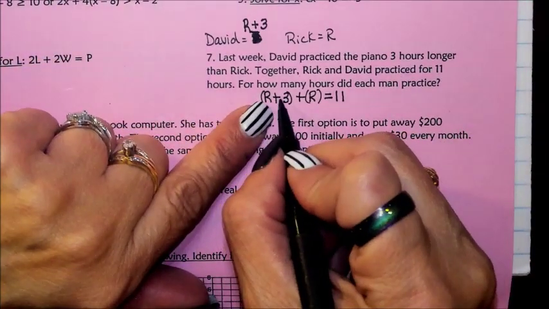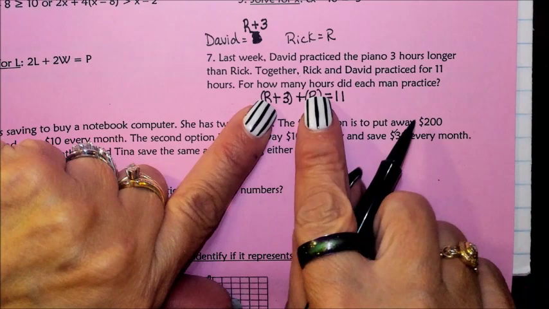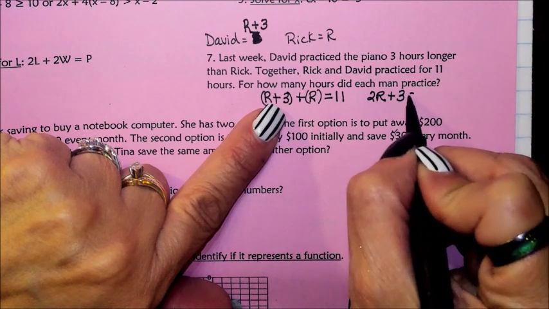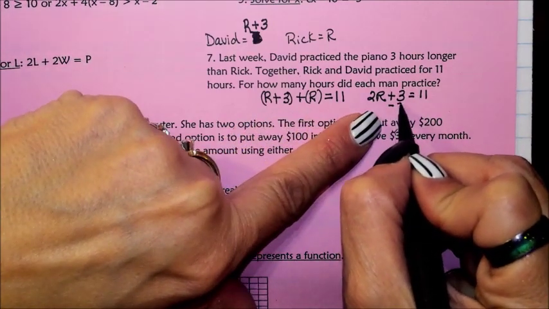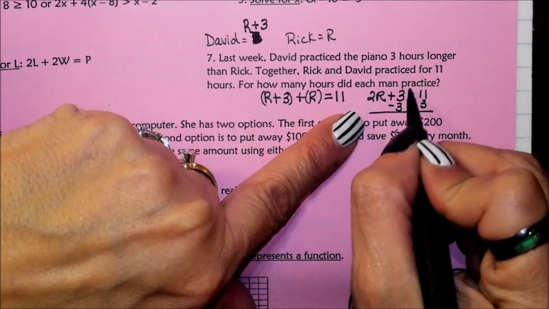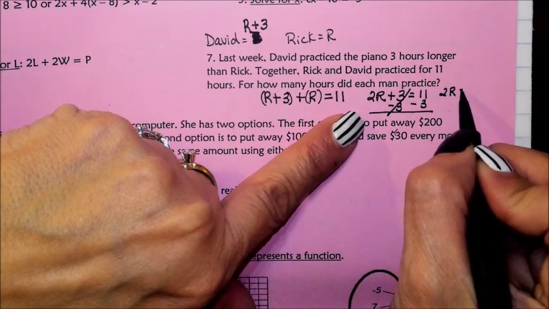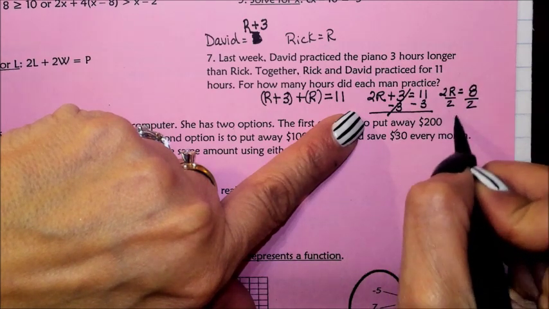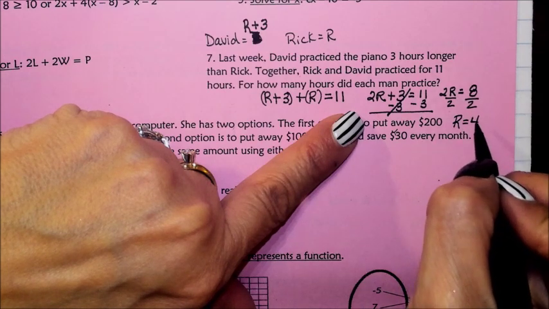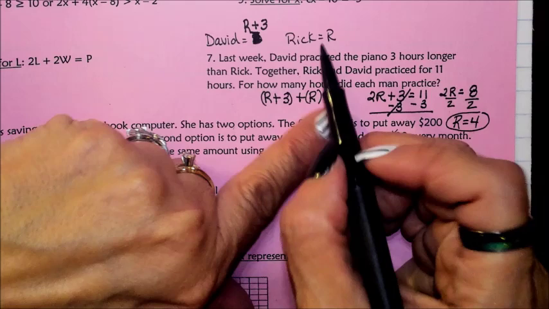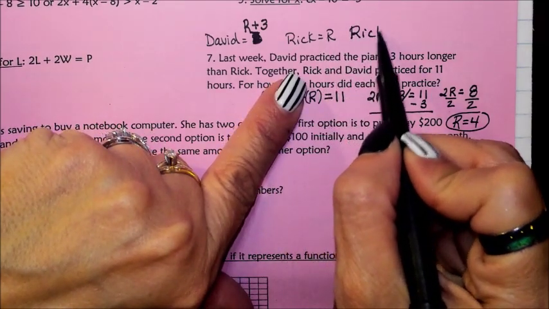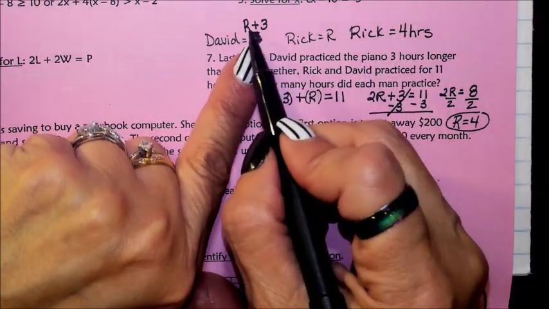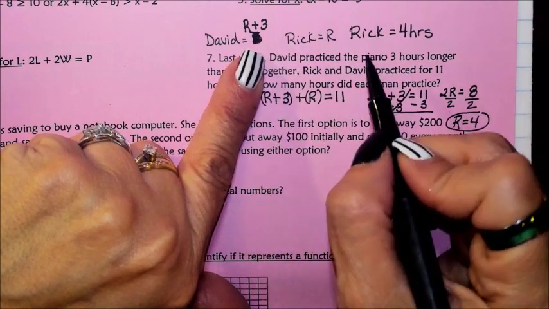Well, R plus 3 plus R equals 11. So that's 2 R's, right? R plus R would be 2R plus 3 equals 11. I'm going to subtract 3 from both sides. So 2R is going to equal 8. I'll divide by 2, and I get that R is 4. So what does that tell me? That tells me that Rick practiced for 4 hours. And David is 4 plus 3, so David practiced 7.